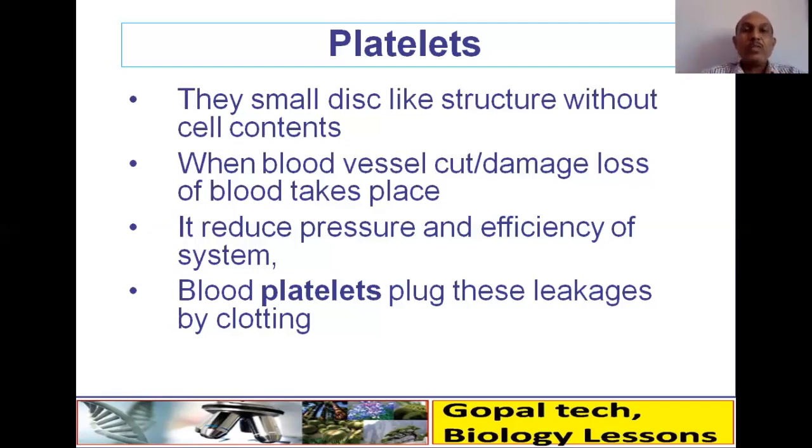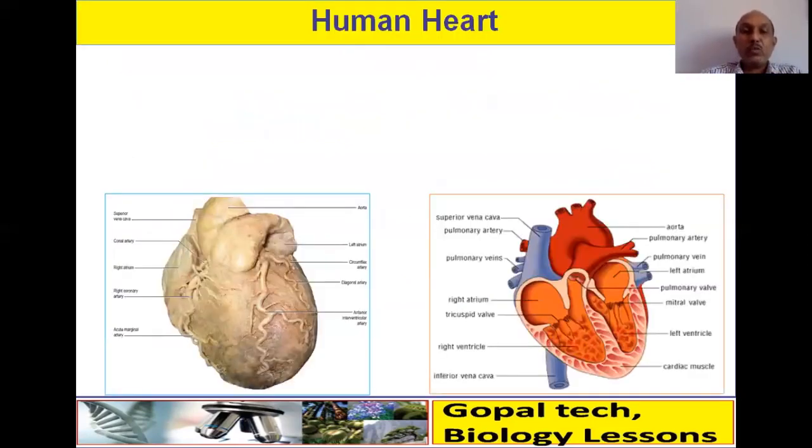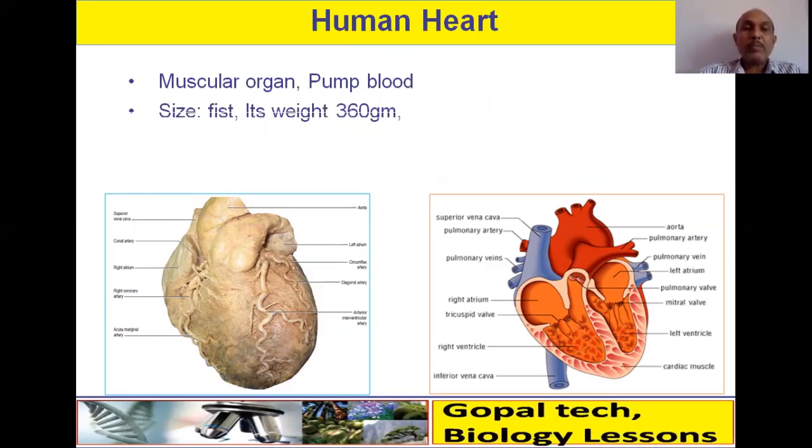Now come to the second part of the circulatory system, the human heart. So this is a real human heart, external, and this is internal. The diagram is very, very important, given in your textbook. It is a muscular pumping organ. It pumps the blood. Its size is the fist of your left hand, and its weight is around 360 gram.